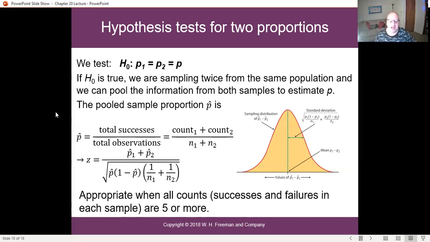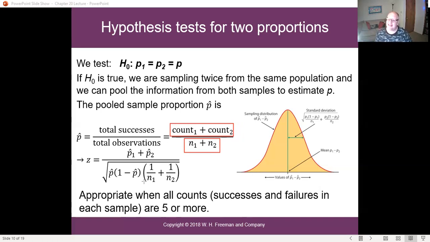Now, we're going to go ahead and pool them. So when we pool them, we get the total successes, which is the total of the two numerators on the top, and then the total observations, which is add up the total number of people in both groups. Divide and you have p hat. It's as simple as that.